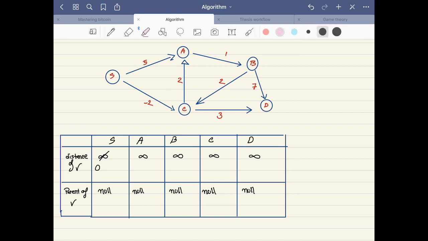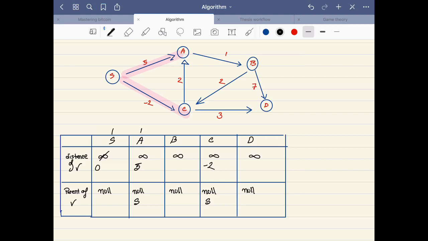From S we can go to 2 places, right? We can go to A and we can go to C. Let's try to update the values. 5 is of course much smaller than infinity, so it would be 5, and the parent is S. And we can go to C, so C is -2 and the parent is S. We are trying to go alphabetically, so from S we would go to A. We have visited S one time. Now we're going to go to A.